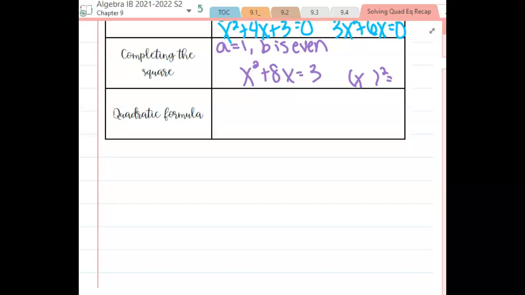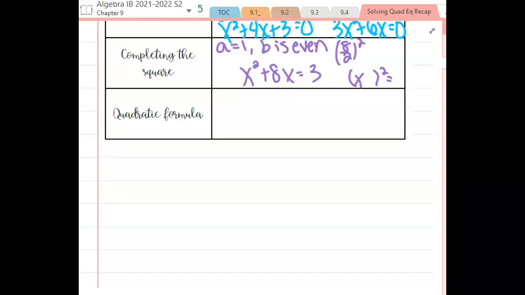Okay? The other reason where it says b is even, because remember what I do with b is I take that 8, I divide it by 2, and then I square it. If b is even, when I divide it by 2, it's going to come out as a nice, easy answer. If b is odd, I'll get a decimal or a fraction. So we don't want to do completing the square then.